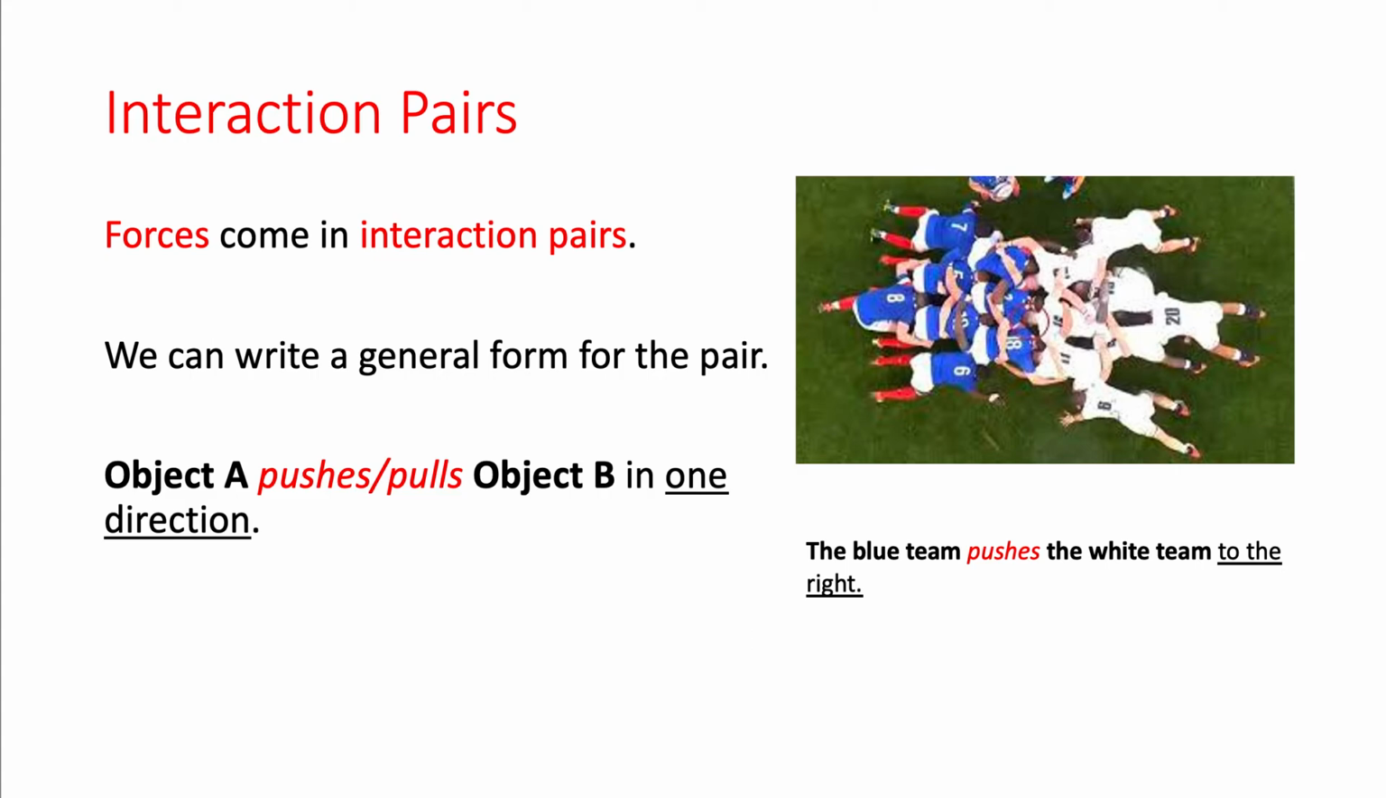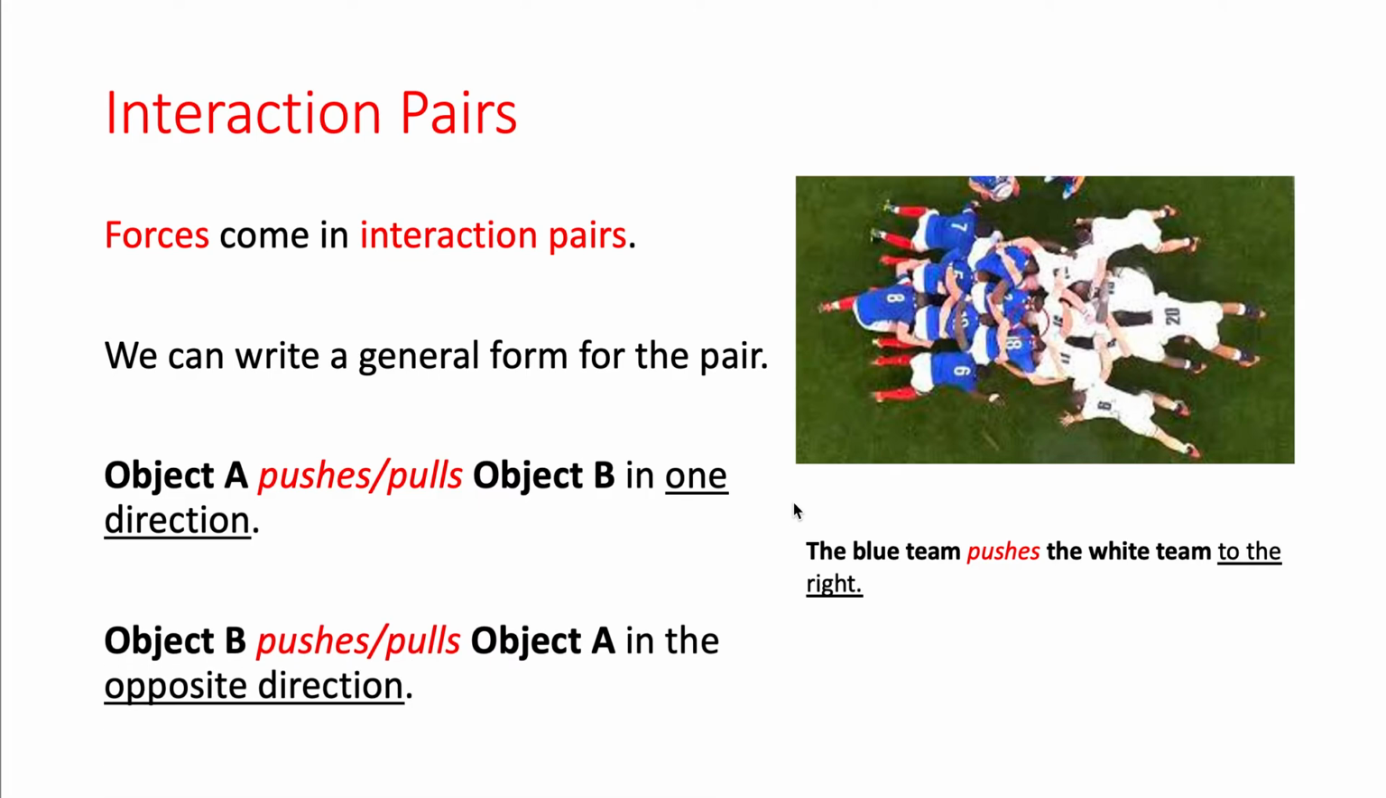To do that, what we need to do is reverse the objects. So object B is going to come at the front of the sentence. We need to keep the same verb, because Newton tells us that the forces are of the same type, so two pushes, two pulls. But then we also need to change the direction. In other words, we rewrite the sentence by saying object B pushes or pulls object A in the opposite direction.